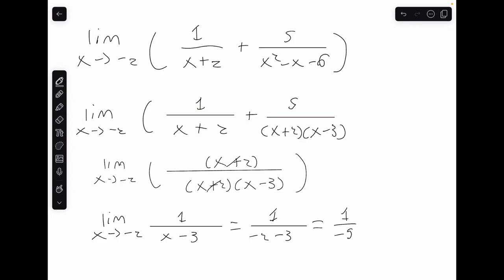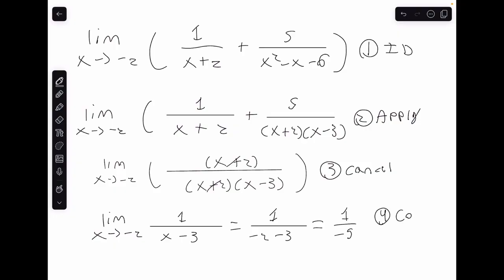So we identified the problem up here. And we identified this as a common denominator problem. And what do we know about these problems? Sometimes you need to factor first. And in this case, we did. So we applied the method. 3, we canceled. And 4, we computed the limit. That's it.